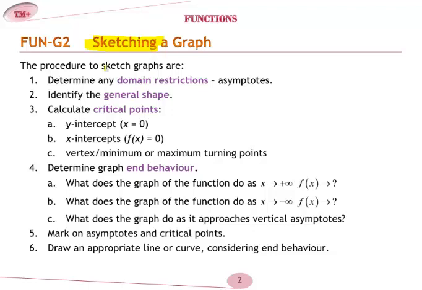Now the procedure to sketch graphs is: determine domain restrictions or any asymptotes, identify the general shape, and calculate the critical points. Critical points are the y-intercept, the x-intercepts, and the vertex or the minimum/maximum turning points. Determine the graph end behavior. What does the graph do as x goes to infinity? What does a graph do as x goes to negative infinity? What does a graph do as it approaches vertical asymptotes? Mark asymptotes and critical points on your graph and then draw an appropriate line or curve considering the end behavior.